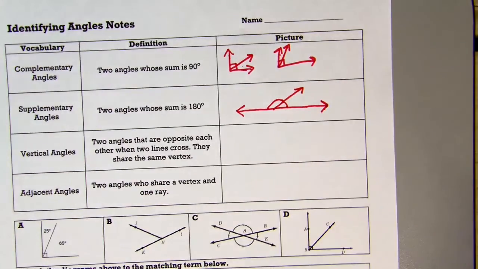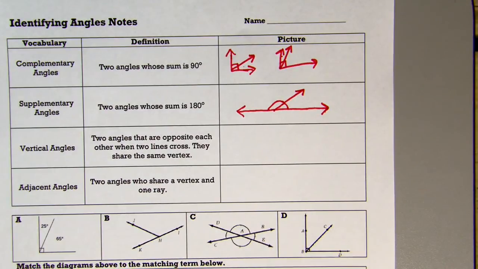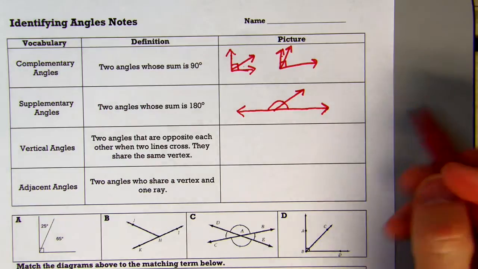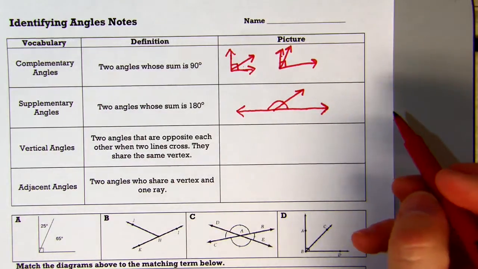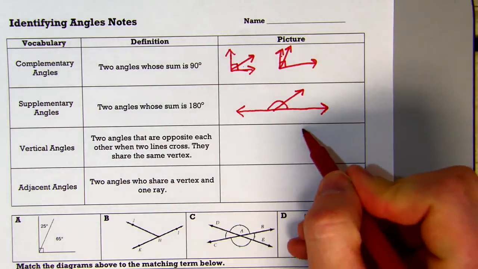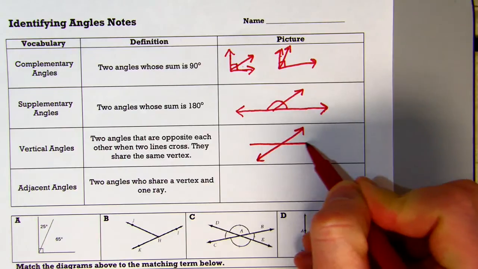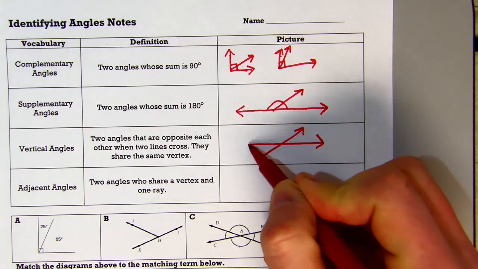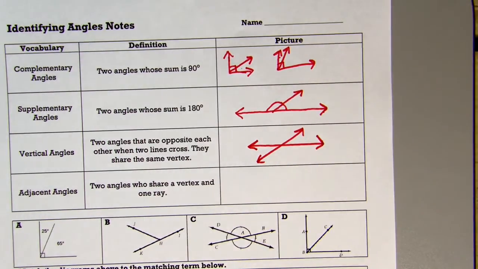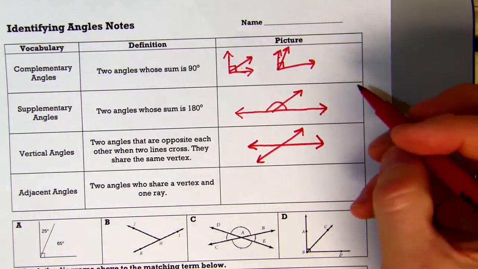Third one is vertical angles. It's two angles that are opposite each other when two lines cross. They share the same vertex. So we're going to go ahead and draw two lines. We're going to have them cross kind of however we want. Okay. So there's my two lines that have crossed. And they are the two opposite angles.